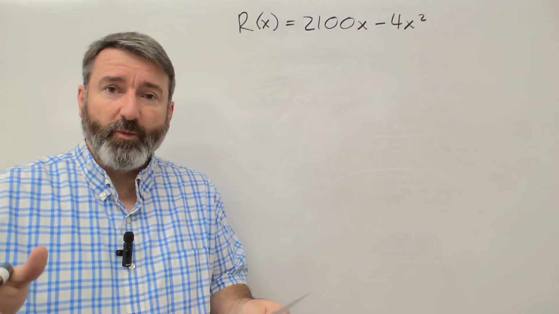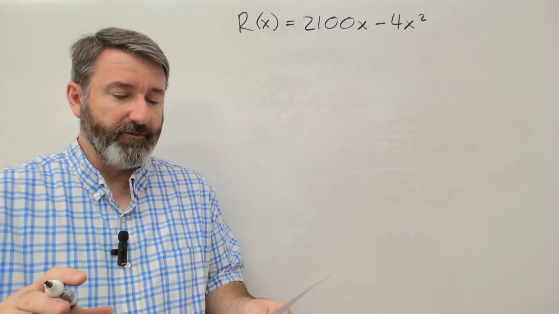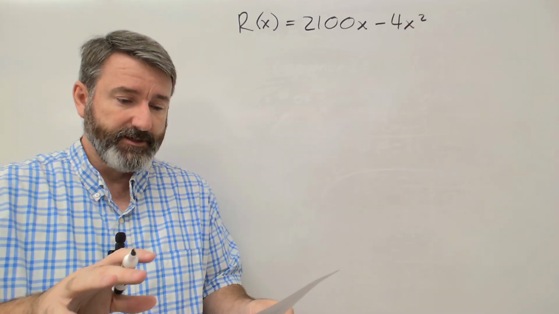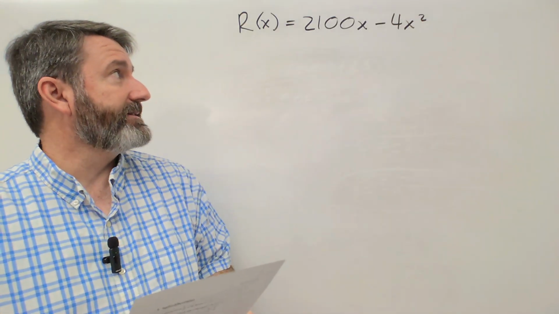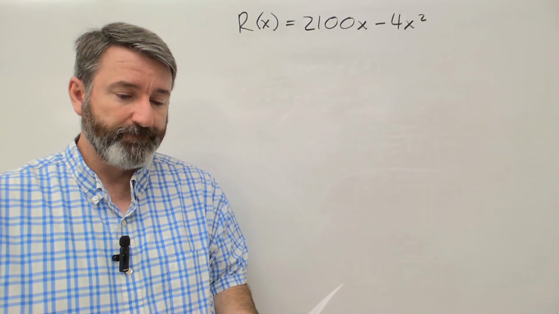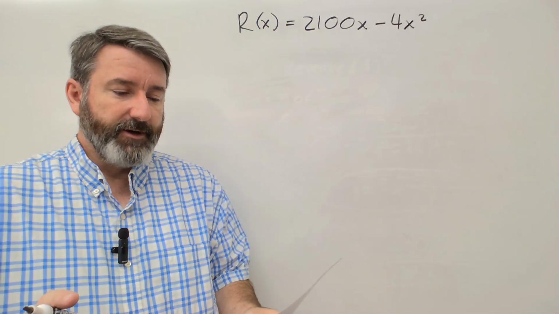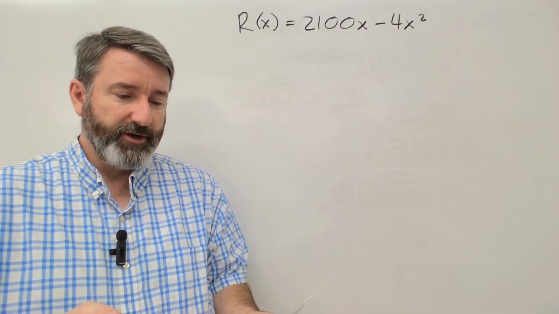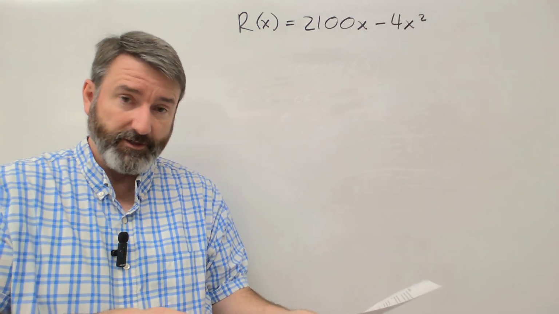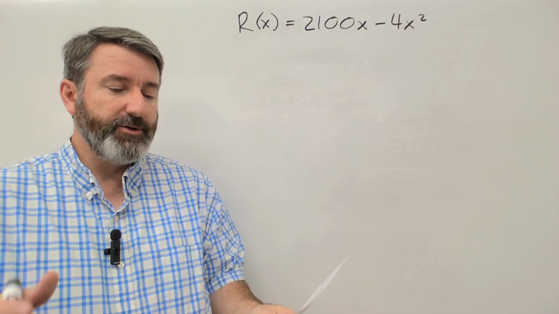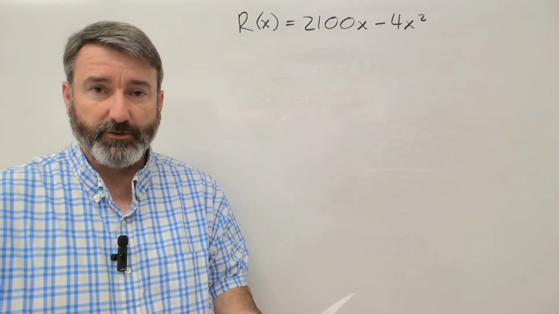All right, for this problem, we're told that a company's revenue from selling x smartwatches is given as R of x equals 2100x minus 4x squared. If sales are increasing at the rate of 30 units per day, how rapidly is revenue increasing in dollars per day when 200 units have been sold?